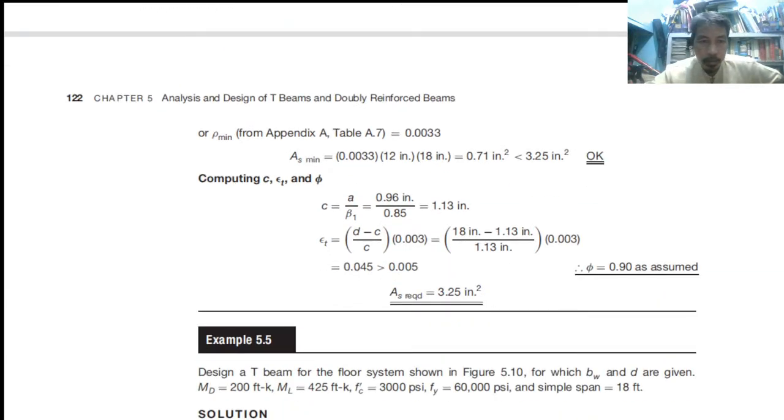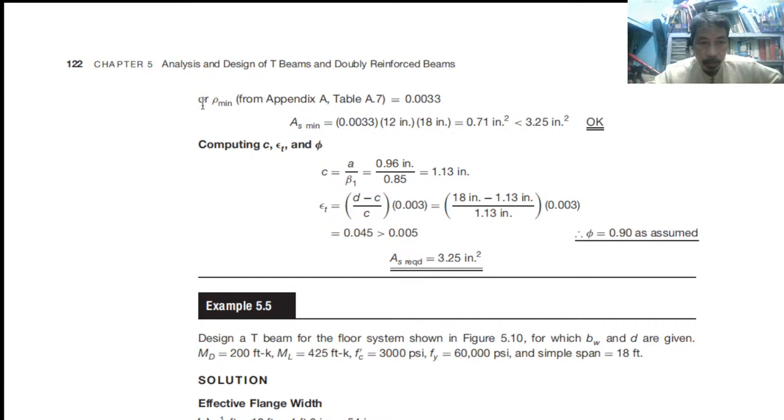Next, we can go to the table and find the minimum steel area. If you use that, the minimum is 0.003 multiplied by this, and the answer is this one. It's still okay. So from the table, from computation, from the formula, the answer is okay.